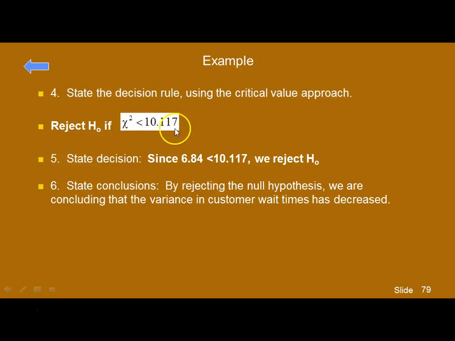And if you're not sure about that, we'll show you that in a moment. So I'm going to reject the null if I get a chi-square below 10.117. Remember, our calculated chi-square was 6.84, so that is below 10.117, so we reject the null. By rejecting the null, we are concluding that the variance in wait times has decreased.